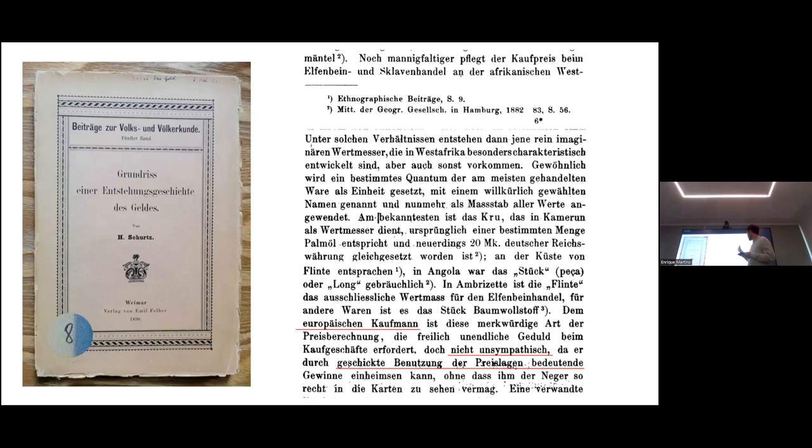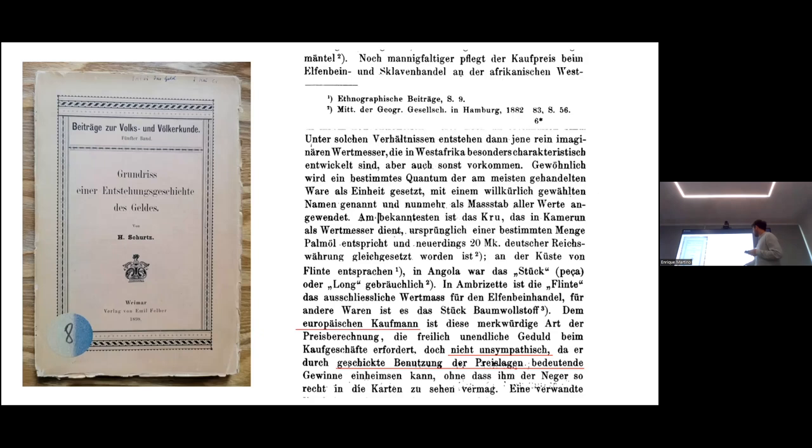You know, in Cameroon it's the crew, in Angola it's the piece, the Stück. And he calls it a kind of African unit, but it's unclear if it's either African or European, because obviously the European merchants are also quite comfortable managing within these imaginary units. They also do some of their accounting in these units. And it's unclear who introduced them or when they emerged from the 15th century. It's a bit unknown. But here I'm more interested in the ongoing function and structure of the 18th, 19th century.